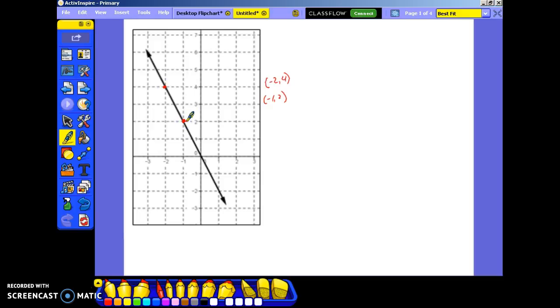When I look at these points, I have -2, 4, and -1, 2. I have to look and see which point is closest to the left. And that would be -2, 4. To get from -2 to -1, I'm going to decrease in my y value. This is like a downhill slope, or as we learned when we did our constant rate of change, we know that just by looking at this graph that this is going to be negative.